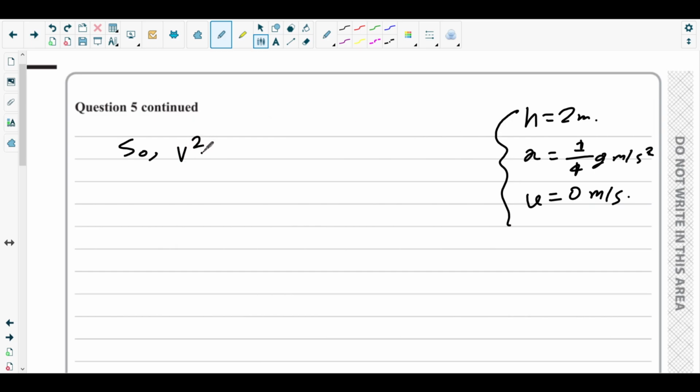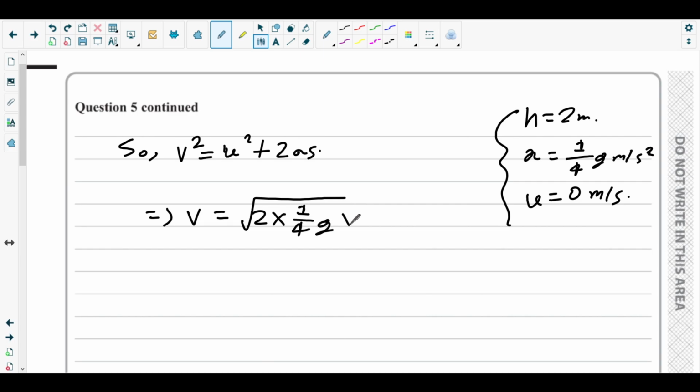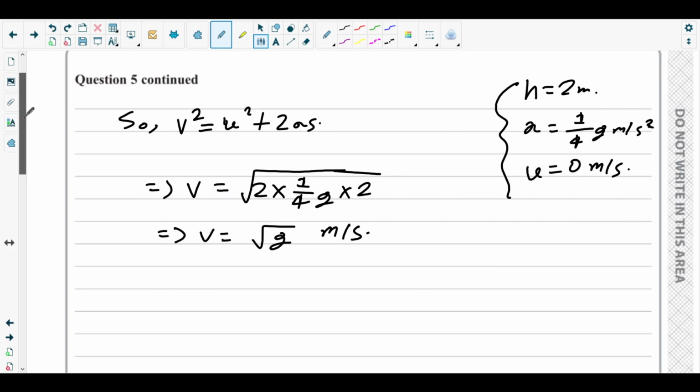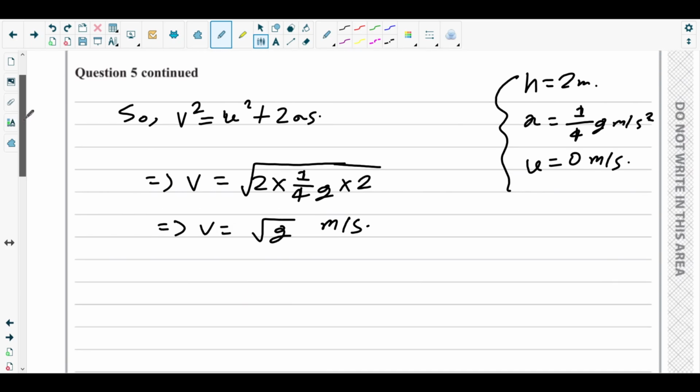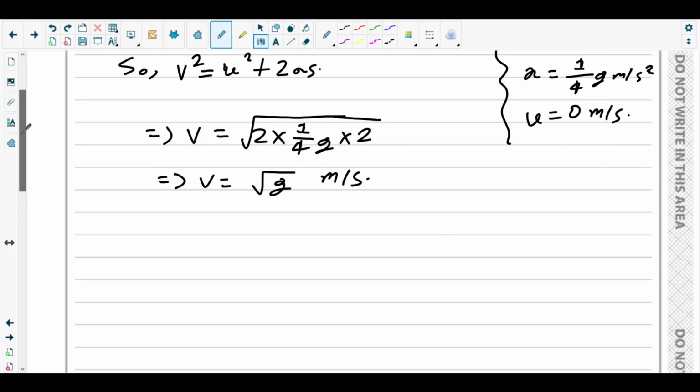So we will use this formula, v square equals u square plus twice of as. From there we need to find out the final velocity, right? So v equals square root of twice of acceleration, 1 over 4g, times 2. So this is basically the speed, square root of g meter per second. So we got the speed of the particle Q when the string is getting broken.